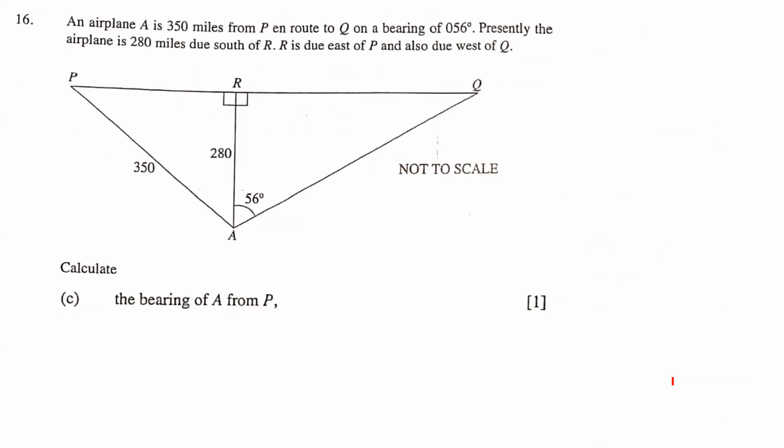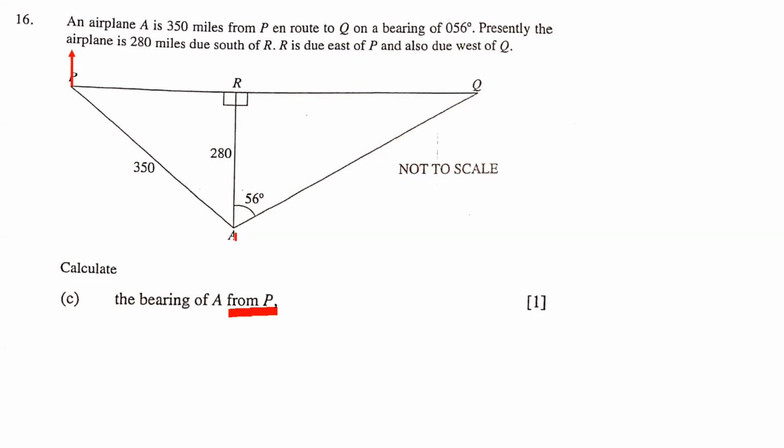Now let's look at question number 16. It says, calculate the bearing of A from P. That's very important. We want the bearing of A, but it has to be from P. So that means that we're going to draw our north at P.